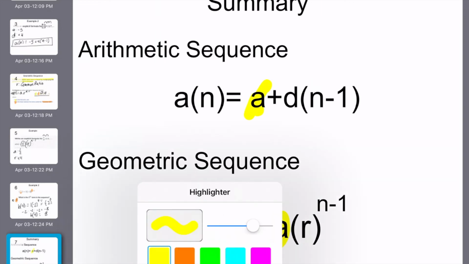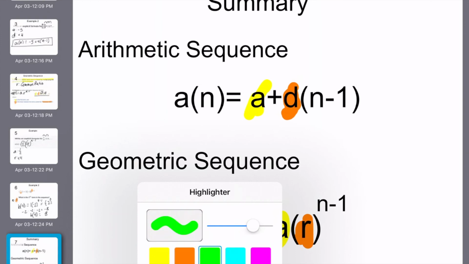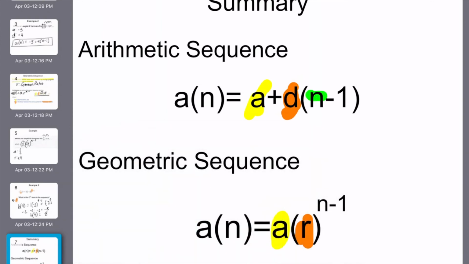And where things get a little different: for an arithmetic sequence, which we know can be found when we are adding or subtracting by a constant, that's going to be represented as d. For a geometric sequence, it's whenever we are multiplying or dividing by a constant, and that's going to be r. And you can notice here how both of these still have n minus 1 somewhere in their formula.